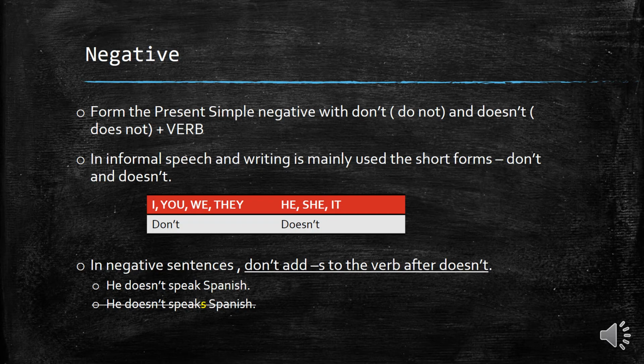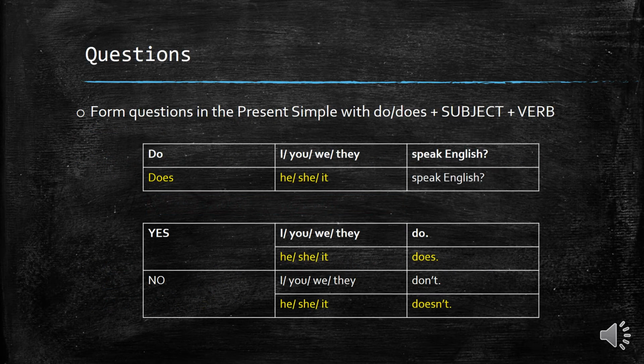For example, he doesn't speak Spanish. You don't add s because you already have a negative in doesn't. When you have doesn't or do not, then you always keep the verb after that in infinitive. Don't forget that. You form questions very simply, with do and does for he, she, and it. Then you add the subject and then the verb.